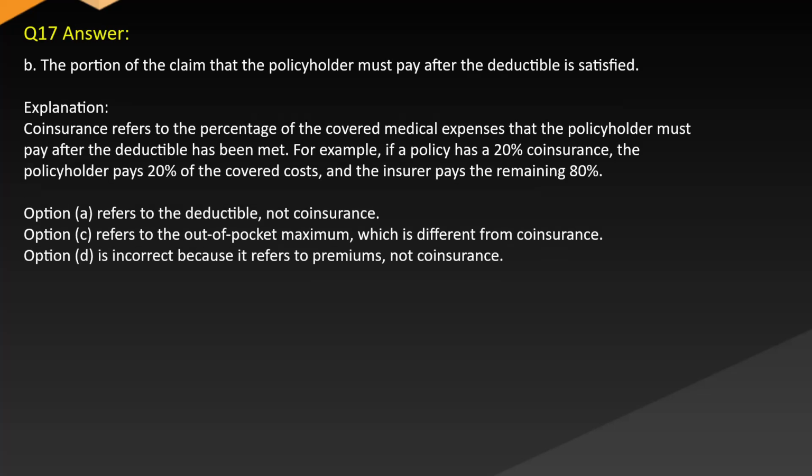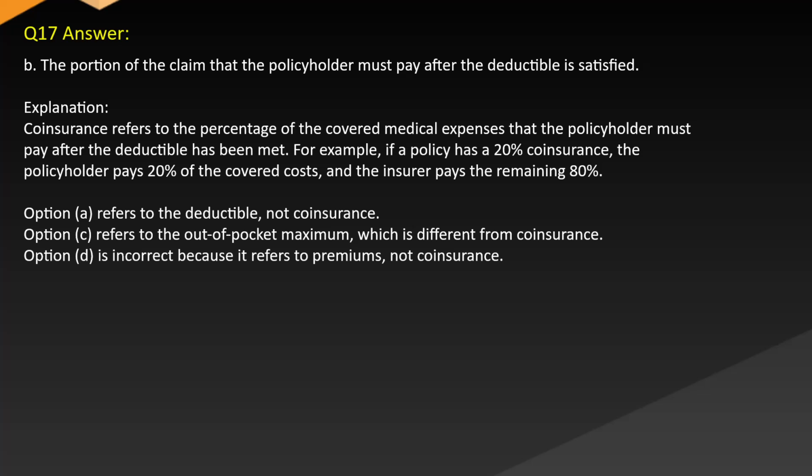Answer B. The portion of the claim that the policyholder must pay after the deductible is satisfied. Explanation: Coinsurance refers to the percentage of the covered medical expenses that the policyholder must pay after the deductible has been met. For example, if a policy has a 20% coinsurance, the policyholder pays 20% of the covered costs and the insurer pays the remaining 80%.